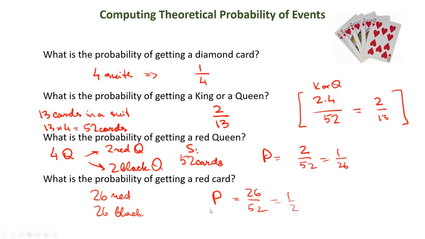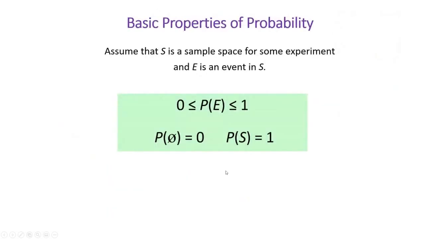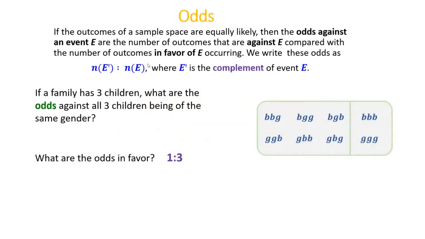So these are the examples of theoretical probability. You must remember that the total probability of a sample space is always 1. So the probability is a number from 0 to 1. The probability of an empty set or impossible event is 0, and the maximum possible probability is 1, the probability of the sample space.